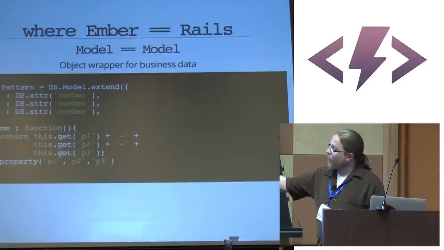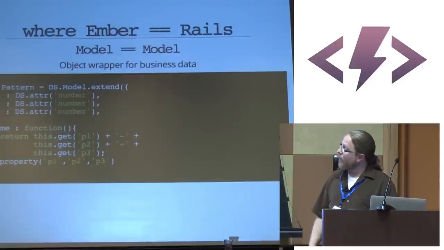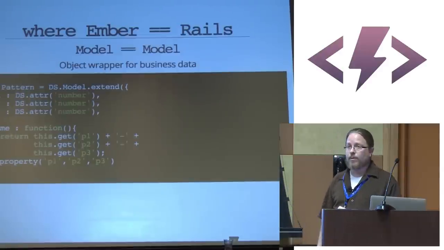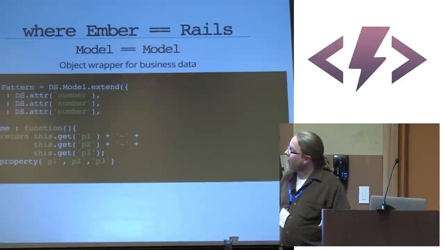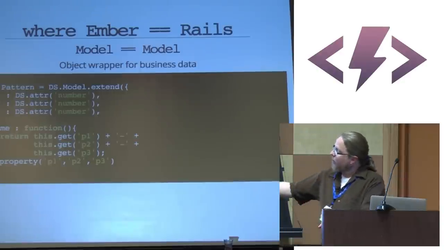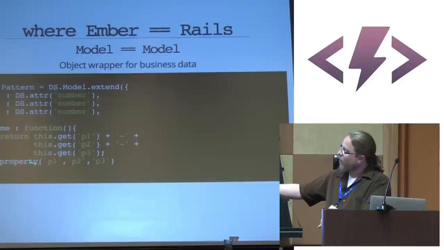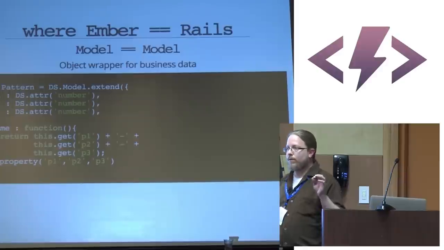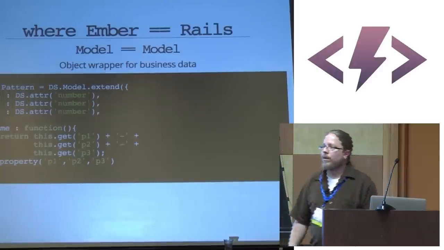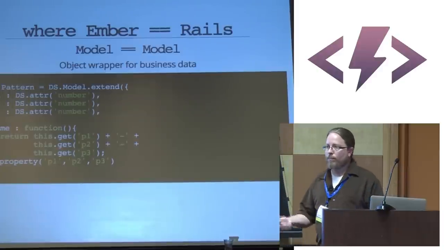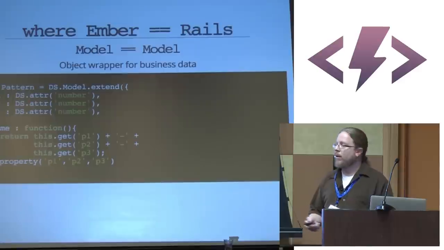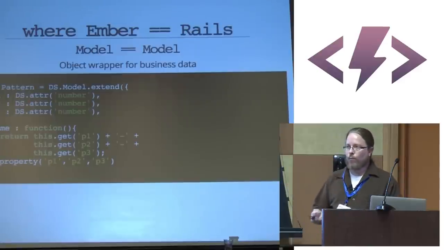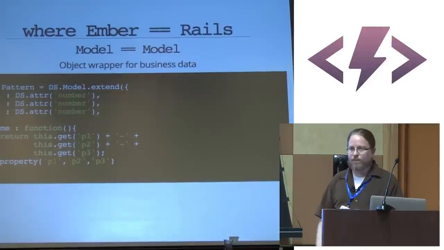And then we've got a virtual attribute called name that does basically the same thing as what our Rails example did. One thing to notice here is that the property part of this is saying that the name property depends on the values of P1, P2, and P3. So anytime one of those other attributes is updated, the name is going to be recalculated and redisplayed if one of those changes.